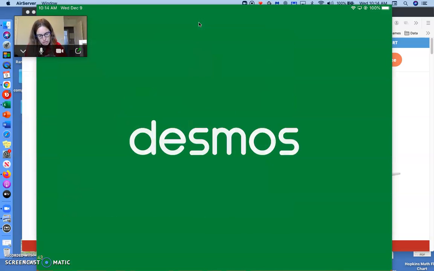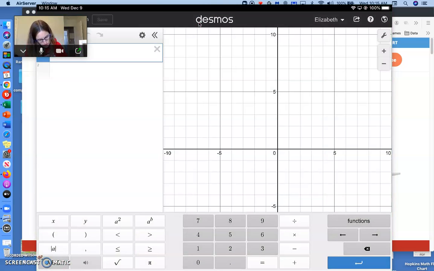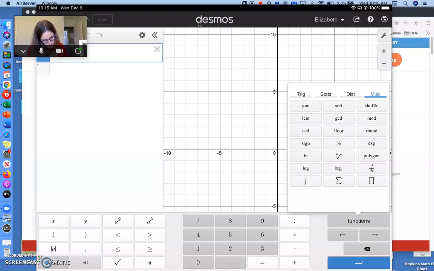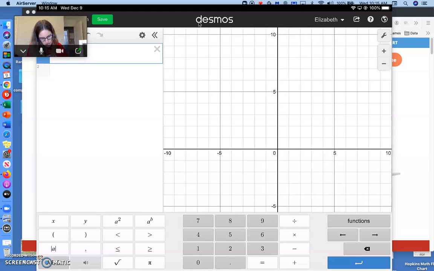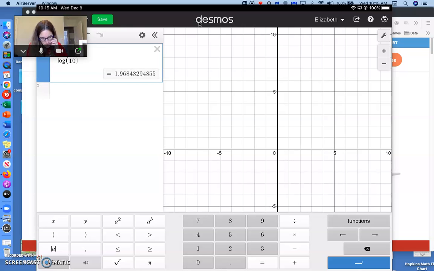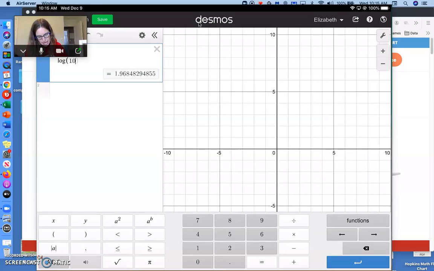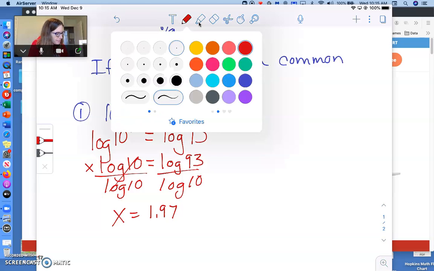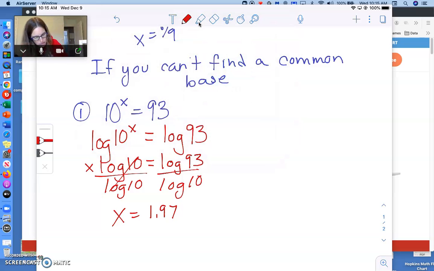This is one where we could use Desmos to solve. You can just type in log if you're doing it on a computer. So the log of 93 divided by the log of 10. If I round to the nearest hundredth, 1.97. And when I think about that, that makes sense because 10 squared is 100 and 1.97 is a little bit under 2.